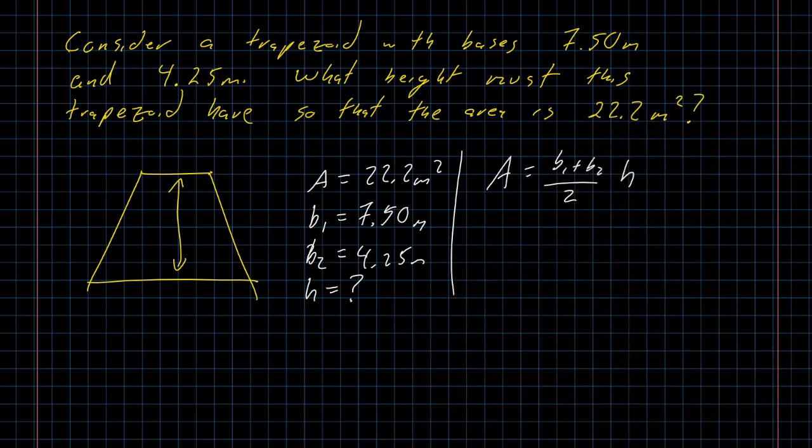All right. The first thing I'm going to do here is multiply both sides of the equation by 2, because I don't want to deal with a fraction. And then to get h by itself, h is currently being multiplied by b1 plus b2. So divide both sides of the equation by b1 plus b2. Now we have our formula solved for h.